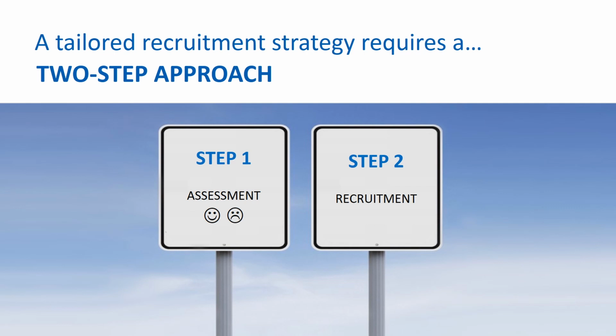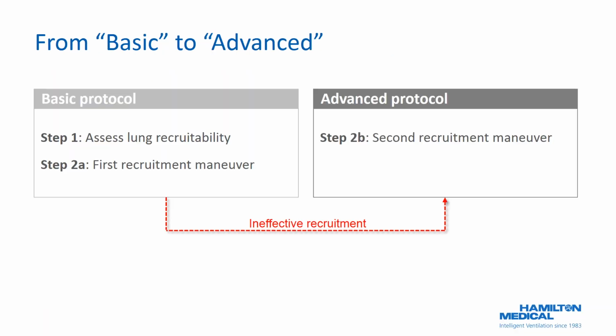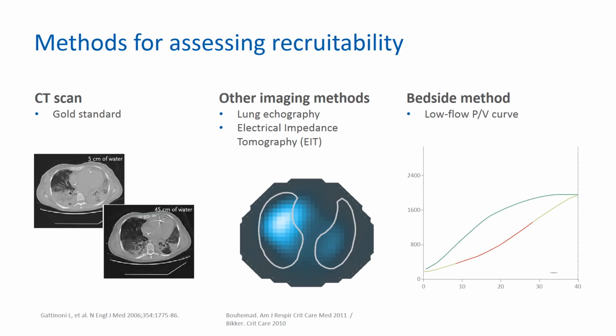Therefore, we firstly need to assess the potential for recruitment. Steps for this approach are outlined in the basic and advanced protocol. These protocols are also available in electronic format. The gold standard for assessing recruitability is to perform a CT scan at 2 levels of PEEP and do some calculations. This is difficult to perform outside of research.